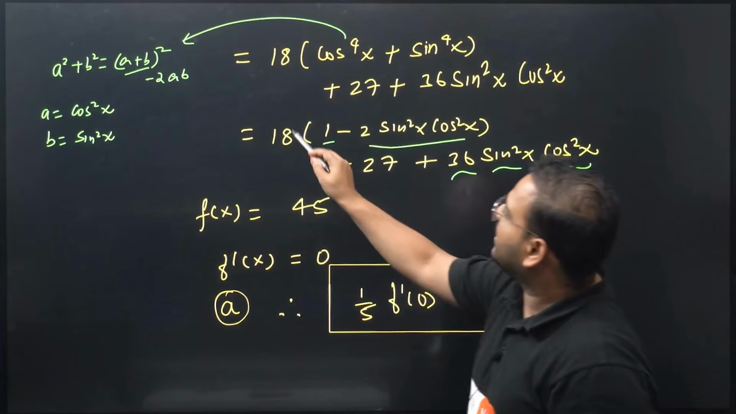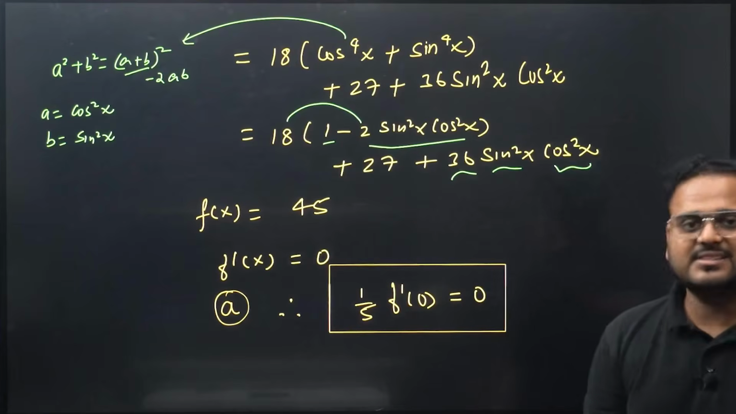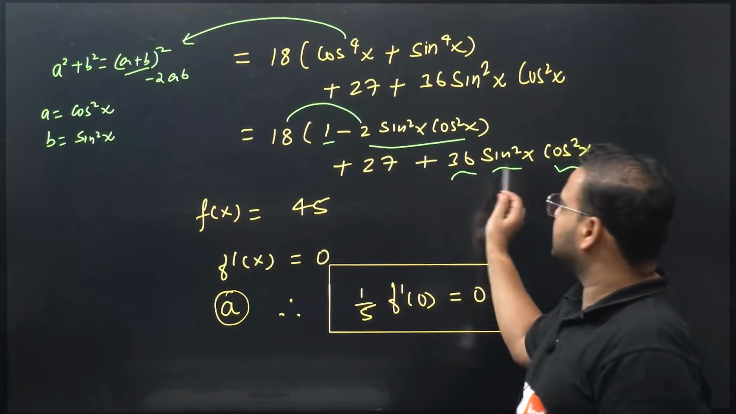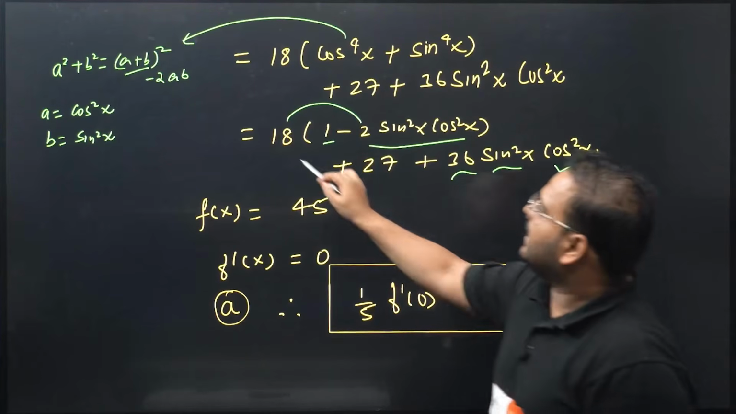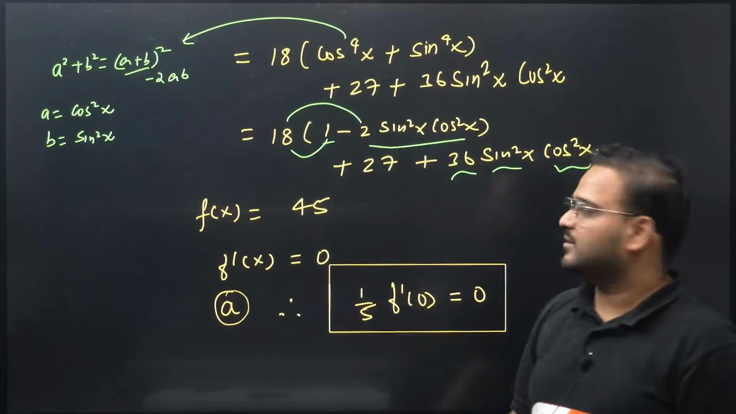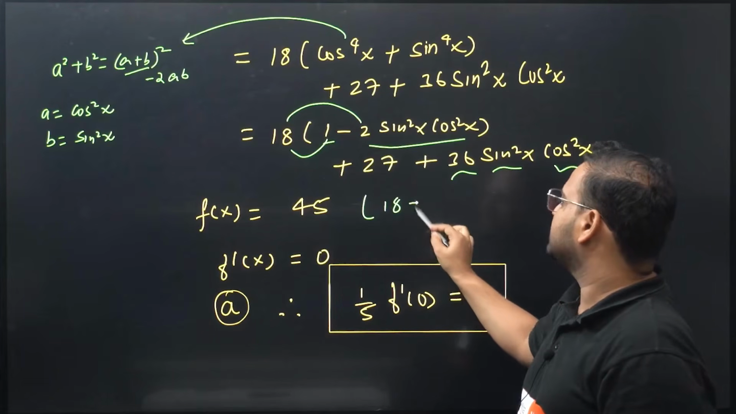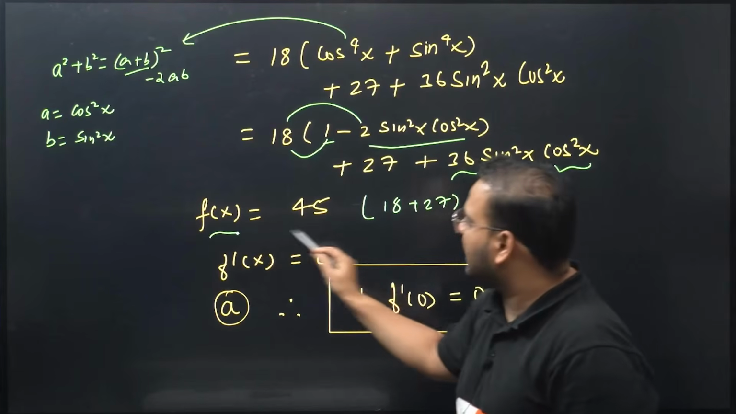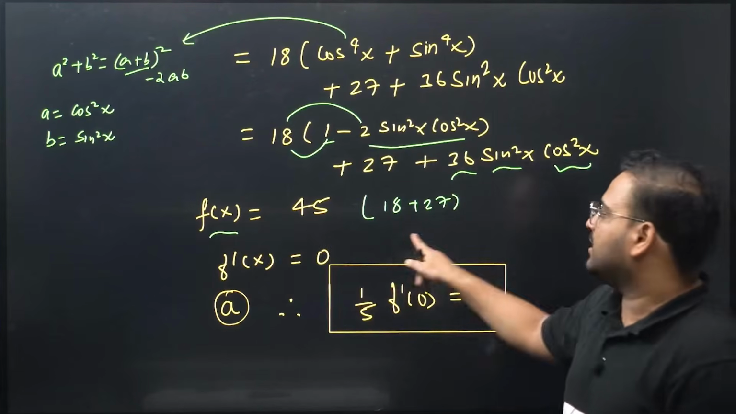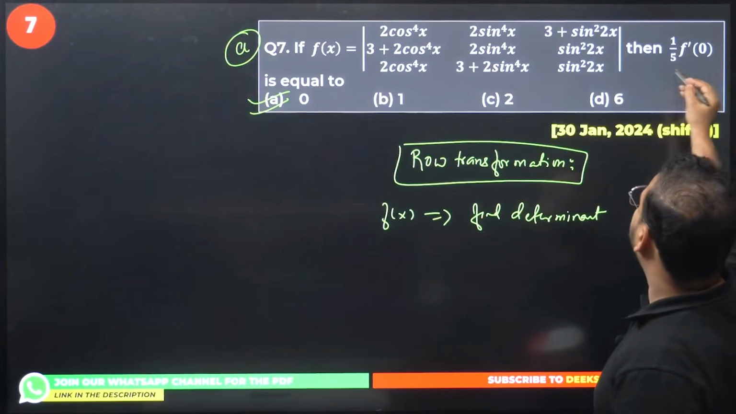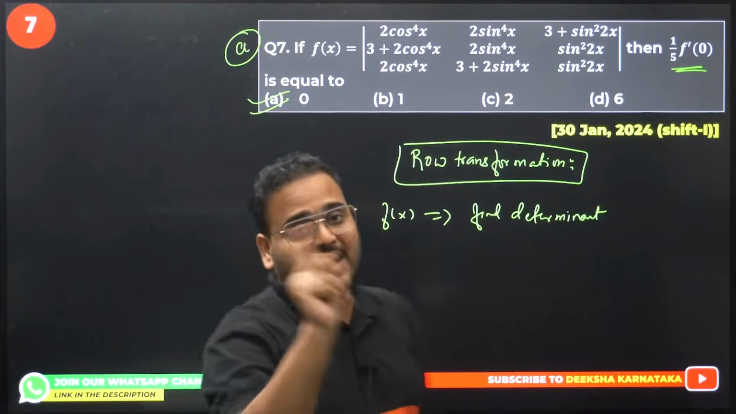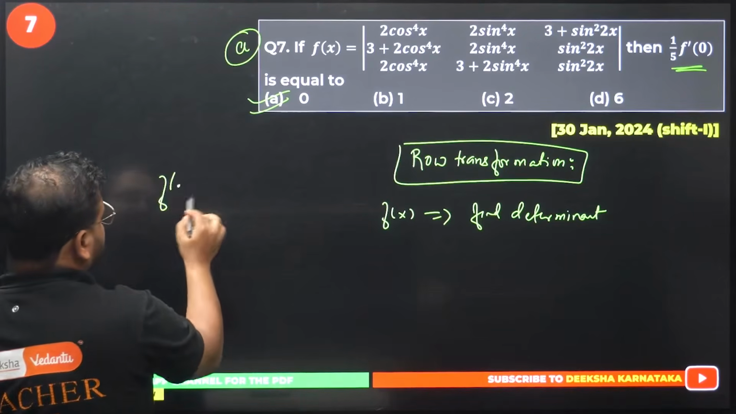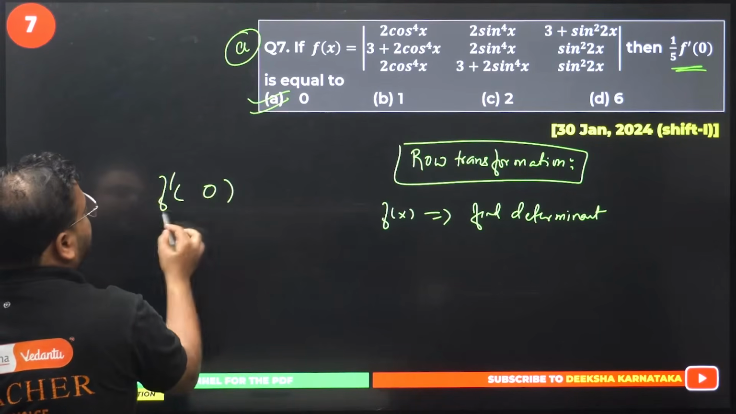Over here again we have 18 into minus 2, minus 36 sin square cos square. Those two can be cancelled. Minus 36 plus 36 can be cancelled. What is left now? 18 into 1 is left and 27 is left. 45 is nothing but 18 plus 27. It means that my function f(x) is coming as a constant function. What are they asking? They are asking us the derivative of the function at 0, divided by 5.